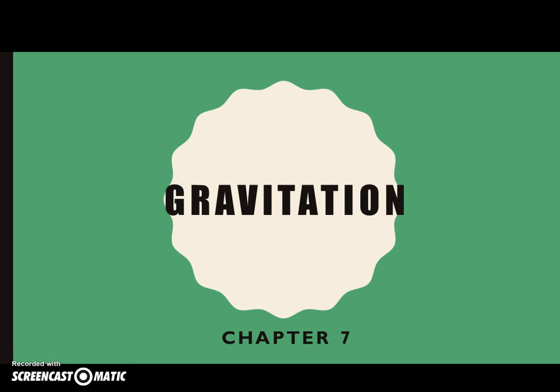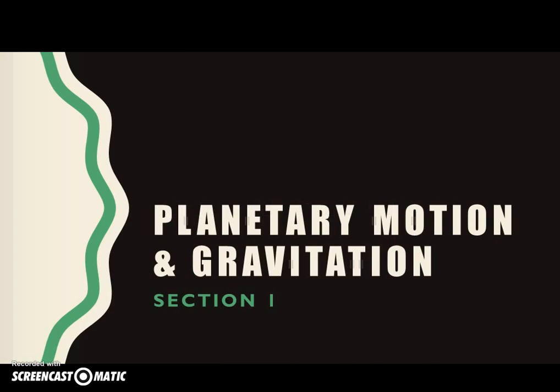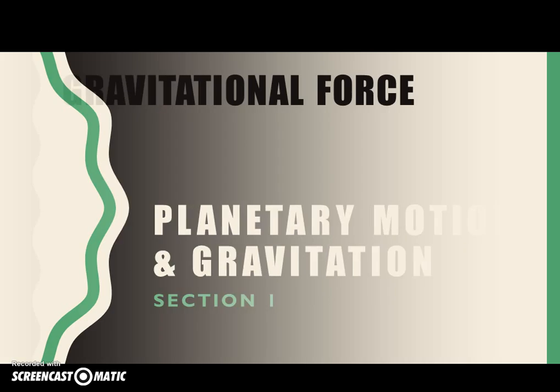Alright, today we're going to start chapter 7. We're only going to do the first section for this chapter. We're going to talk about gravitation. So section 1 is planetary motion and gravitation. What we're going to talk about today has to do with how the different planets move within our solar system, how they orbit, how they use their ellipticals, and how gravity is going to play into that.